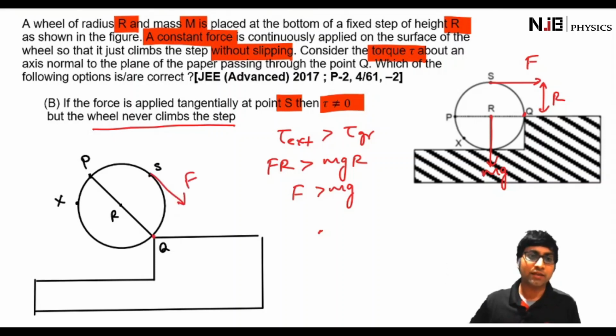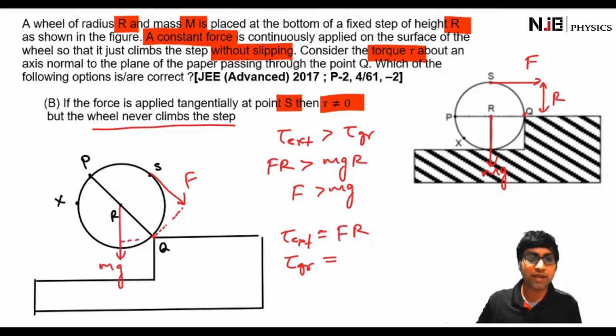So you can see that the torque due to external force is not going to change with time. So if you want to write the external torque, it is going to be equal to force multiplied by r. And if you want to write the torque due to gravity at this instant, then gravity is mg in the downward direction, and let's say at any instant of time this angle is theta. This distance you already know is r. So the perpendicular distance to this force mg from the point Q is going to be r cos theta. Therefore torque of gravity will be mg times r cos theta.